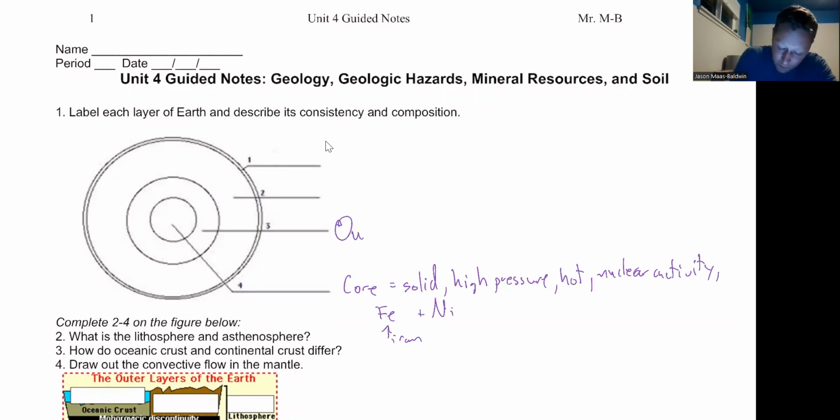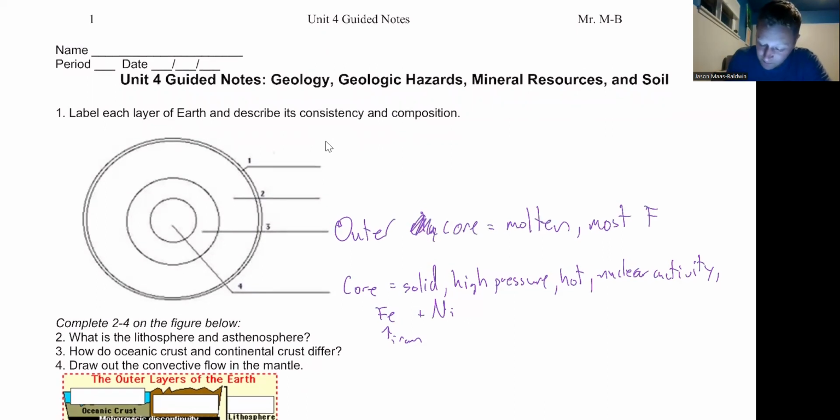Then we have the outer core, which is pretty large, and we'll look at the relative sizes later on in class. The outer core is hot, but it's molten, and it's, again, mostly iron. It's molten because it doesn't have quite the amount of pressure of the inner core, mostly Fe. Again, that stands for iron.